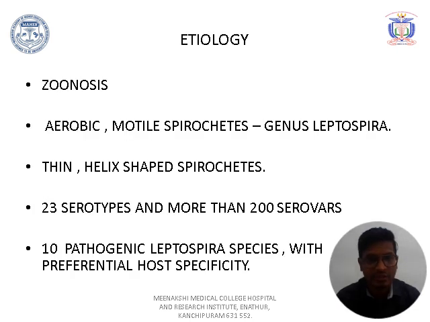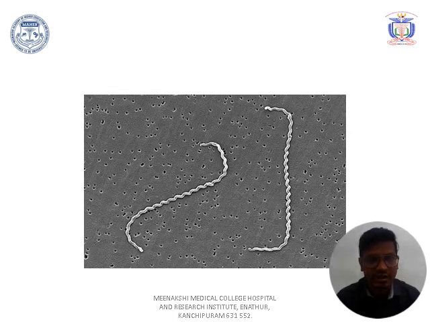Etiology-wise, it is a zoonotic infection. The species is aerobic motile spirochetes, genus Leptospira. It is a thin helix-shaped spirochete. There are 23 serotypes, and 10 pathogenic Leptospira species with preferential host specificity. If you see the shape of this species, it looks like a question mark.